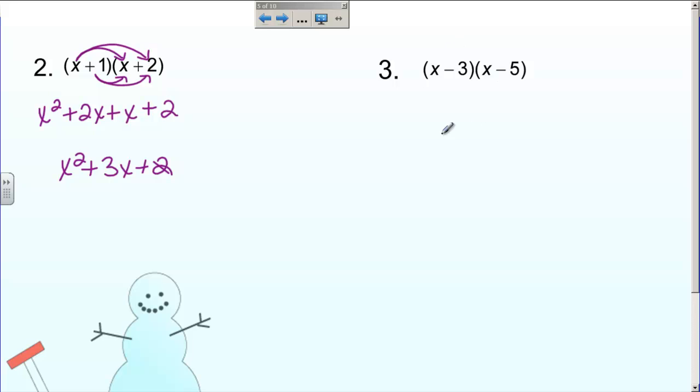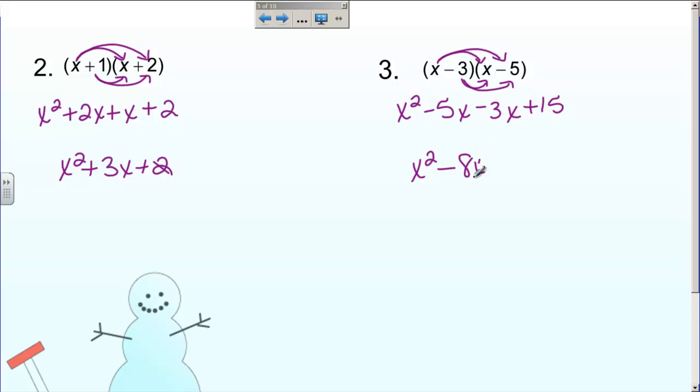Let's try another one. So we're going to do x minus 3 times x minus 5. Same process. We're going to do x times x, which is x squared. And then x times negative 5 is negative 5x. Make sure you keep up with that minus sign. Negative 3 times x is negative 3x. And then negative 3 times negative 5 gives you a positive 15, so we write plus 15. Now you do have like terms in the middle again. So we're going to combine: x squared, and then negative 5x minus 3x is negative 8x, plus 15. There is your final answer. So you have gone from this down to this trinomial as your final answer.